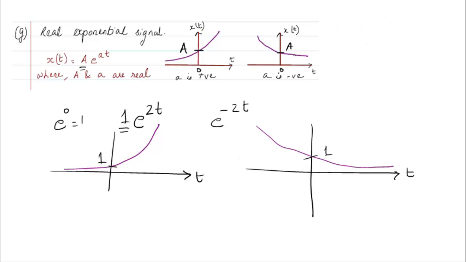Please note that this is a real exponential signal. That means the value of a and small a, both of them are real. If they are not real, then we cannot call them a real exponential signal. It will be a complex exponential signal, that we will see later.